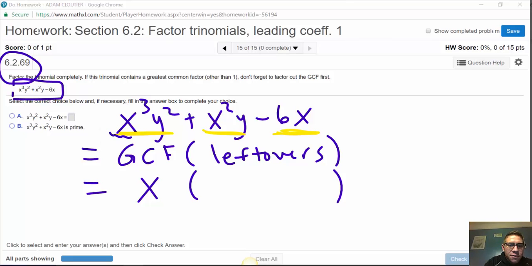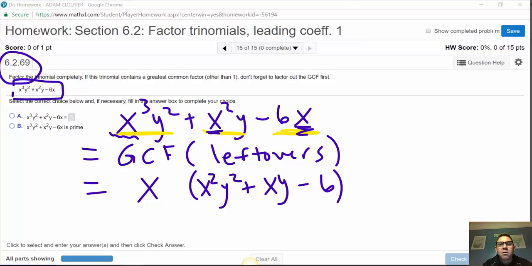Well, if I pull an x out of the first term, I have x cubed, so if I pull out 1, I'm left with x squared. If I pull out an x from the second term, since I have x squared, if I pull out 1, I'm left with x. And if I pull out the x from the last term, I'm left with a minus 6. Again, that was my GCF, and I pulled that out, and what's left over is everything I get after I divide out the x, and sometimes it helps to actually divide it out.